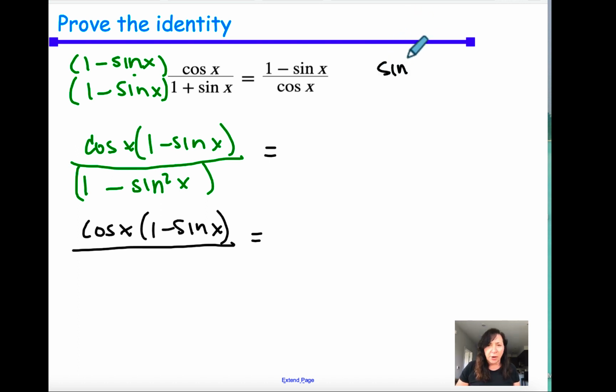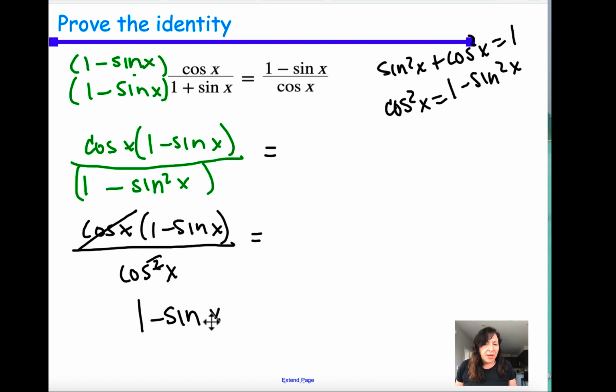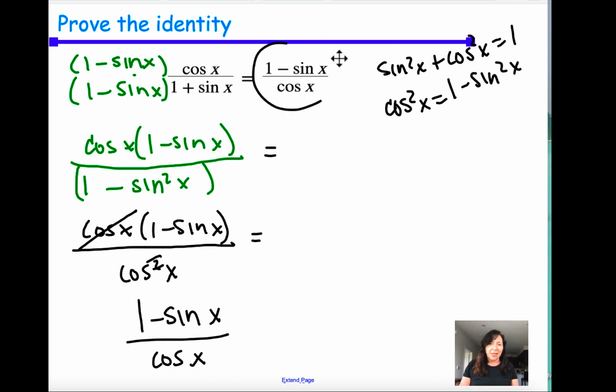remember this, sine squared of x plus cosine squared of x equals 1. If I move the sine squared over, I would get cosine squared of x equals 1 minus sine squared of x. So this becomes cosine squared of x, right? Well, what that means is that one of my cosines is going to cancel with one of them down here, leaving me 1 minus sine of x over cosine of x, which, hello, is exactly what I want to prove.